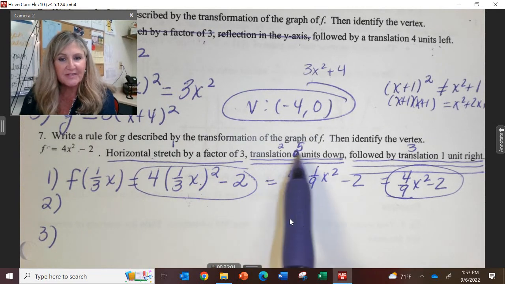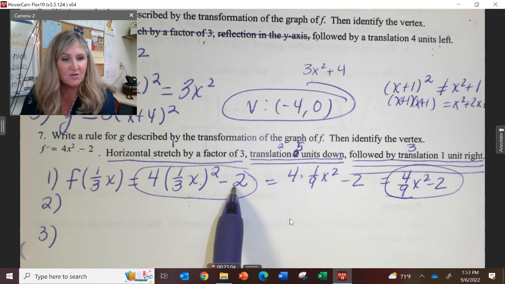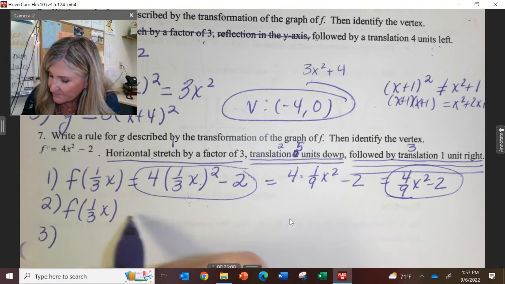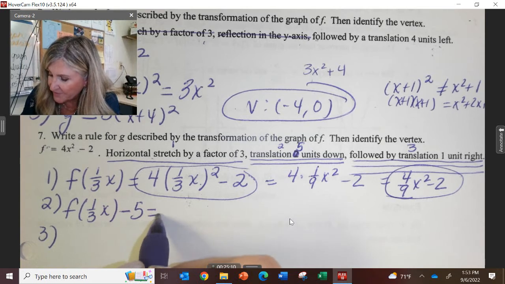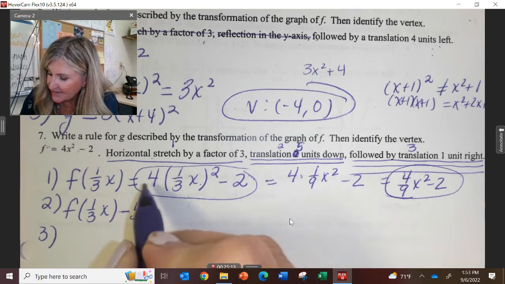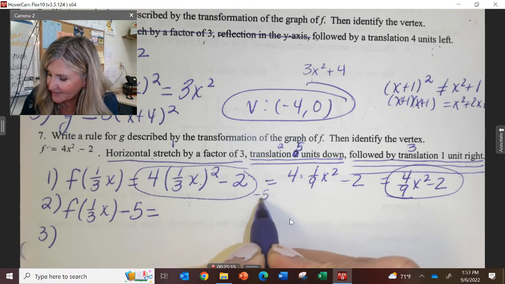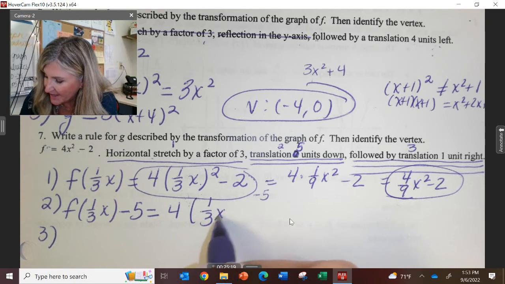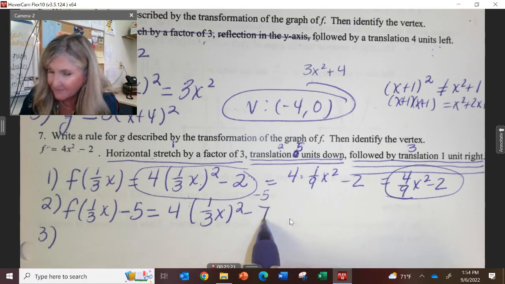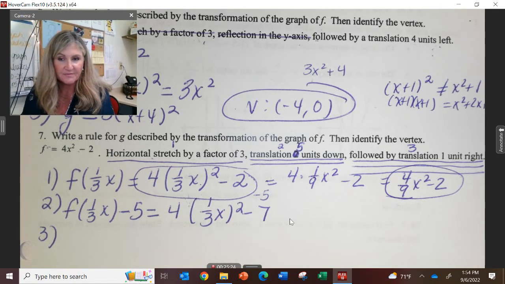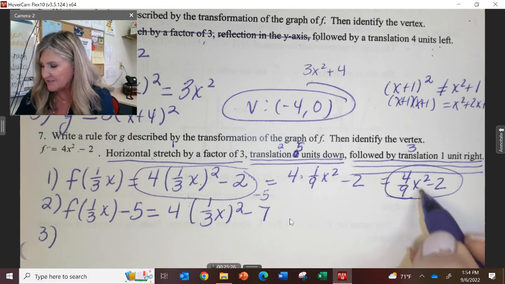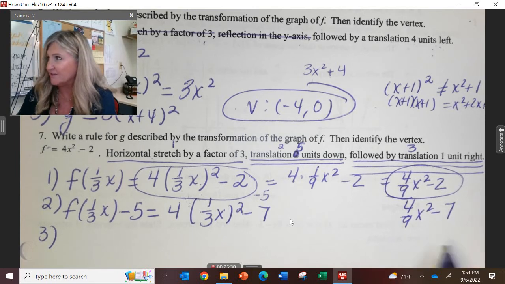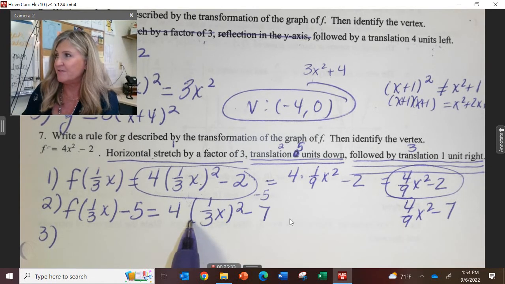Next, we want a translation 5 units down. So what would I now do to this function? Subtract 5 from the whole thing, right? So I'm going to take this whole function and subtract 5 from it. So it's going to be 4 times (1/3 x) squared minus 7. Or some people did this: 4/9 x squared minus 7. Either this or this.